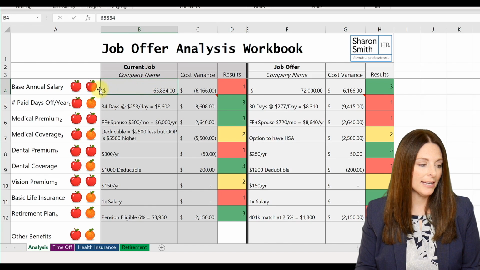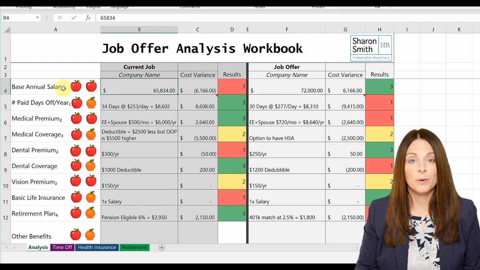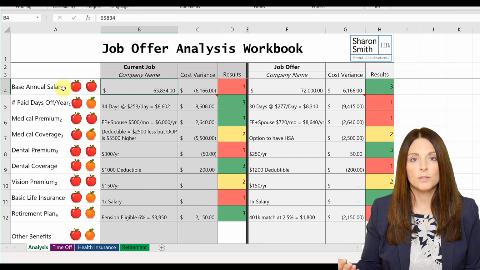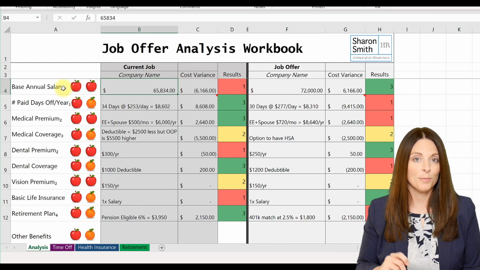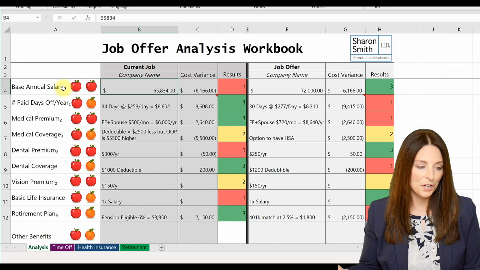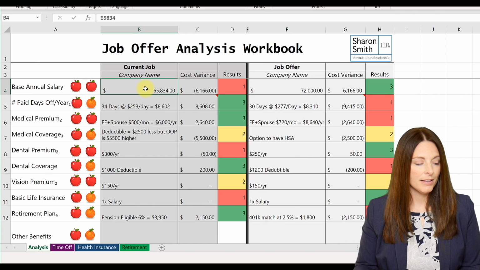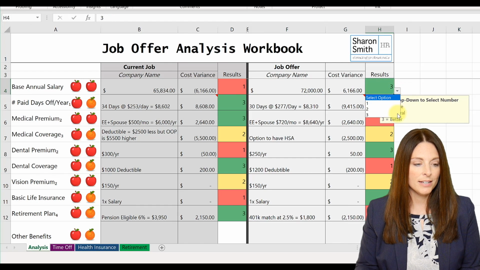The first thing we're going to look at is base salary. Some of these things are going to be comparing apples to apples. So when it's base salary or a medical premium cost, you can annualize those costs and compare them, and you can determine which one is more favorable for you. Here, when we put in base salary, we can see that in my current job, I'm making $65,834, and the job offer is offering me $72,000, so that's more favorable. So I've selected the drop down and said that that's a better for me.